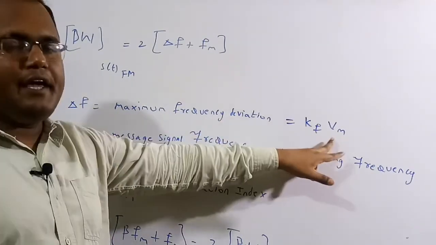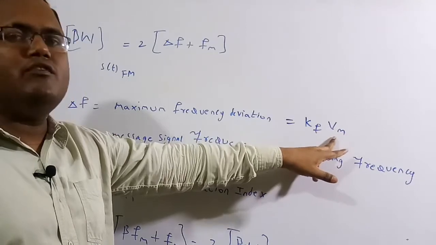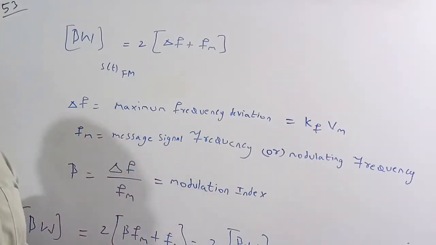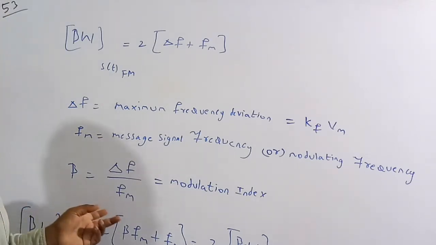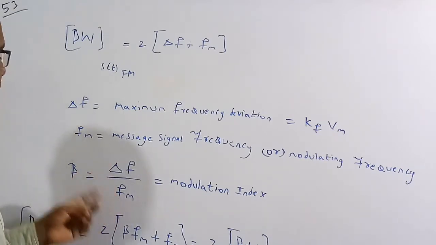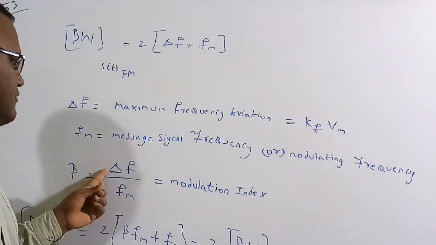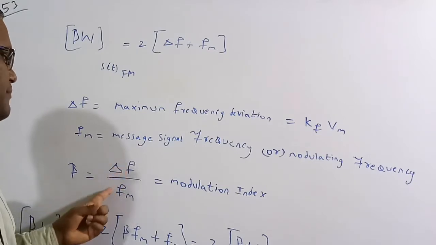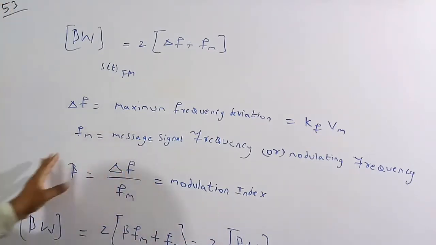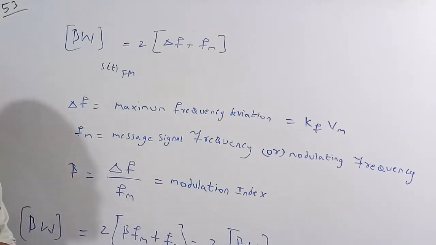The formula is kf into Vm, where Vm is the peak value of the message signal, and similarly fm is equal to the message signal frequency or the modulating frequency, and beta. So beta is delta f by fm. Delta f by fm is called beta, which means beta is equal to the maximum frequency deviation divided by the message signal frequency. This ratio is called the modulation index. So beta is called the modulation index in FM.